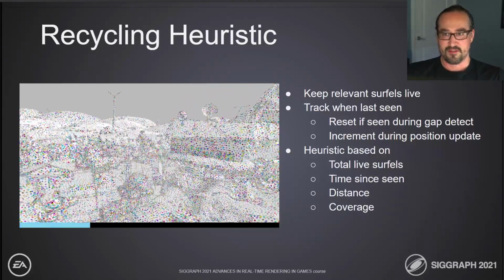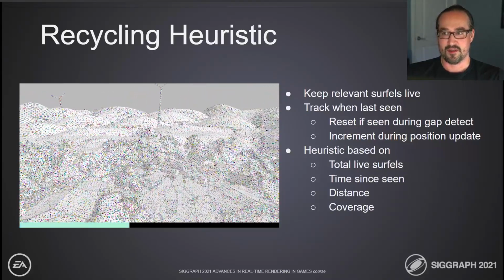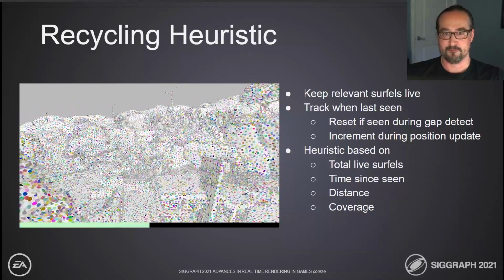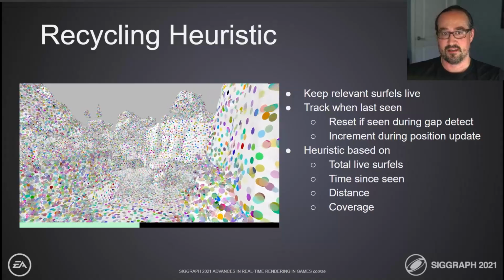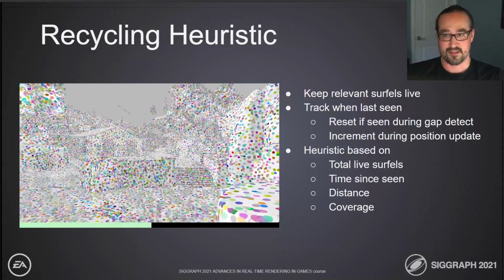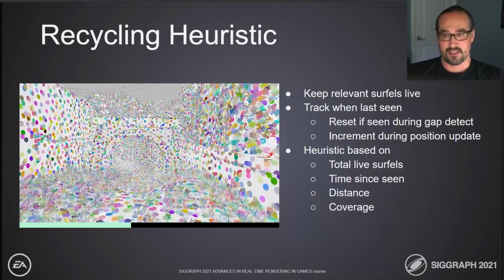In the video on the left here, on the bottom, there's a bar that shows the total number of live Surfels out of the total global budget. While the recycling algorithm keeps the number of live Surfels in check, we don't want to recycle Surfels unnecessarily. That would throw away all that hard work done to calculate the lighting for that Surfel.